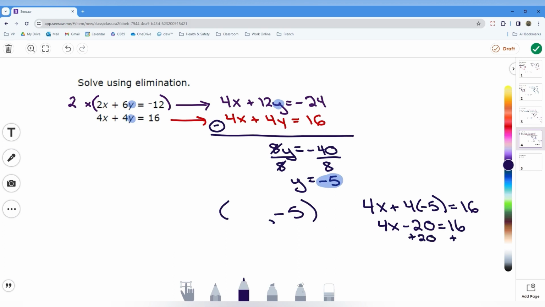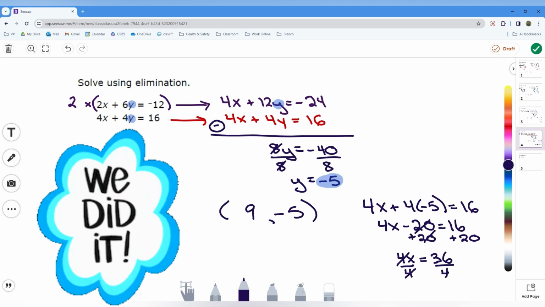Again, if you've forgotten how to solve a two-step equation, please refer to one of my other videos. 16 plus 20 is 36, and the last step to get x by itself is to divide by that 4 that is attached. 36 divided by 4 is 9, and there is our answer.